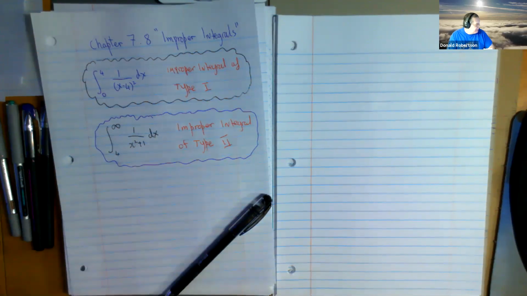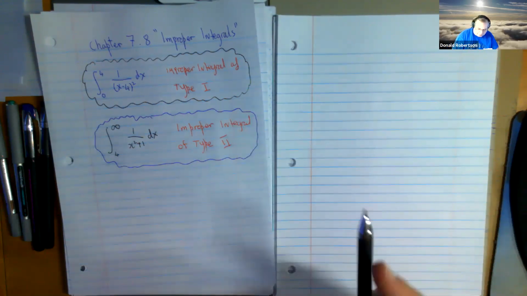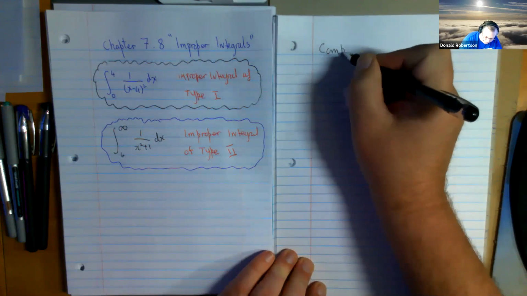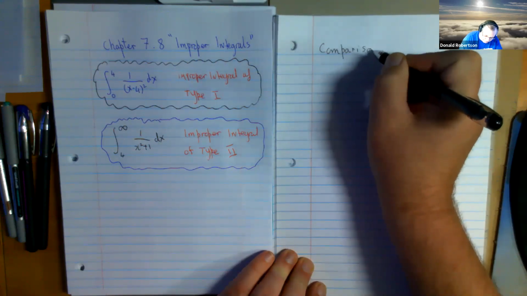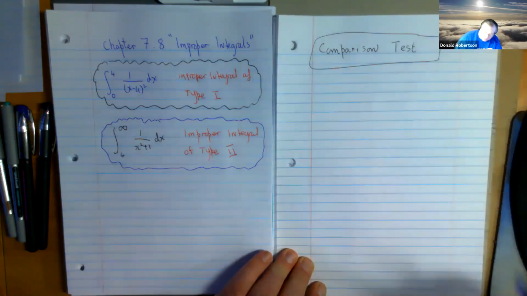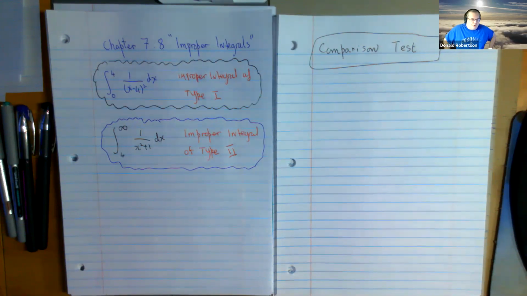type 2. So let's move on to what's called the comparison test. Now, what the comparison test will do is it will tell you whether or not the integral you're interested in converges or diverges. It will make no attempt to tell you what the number is if it converges.